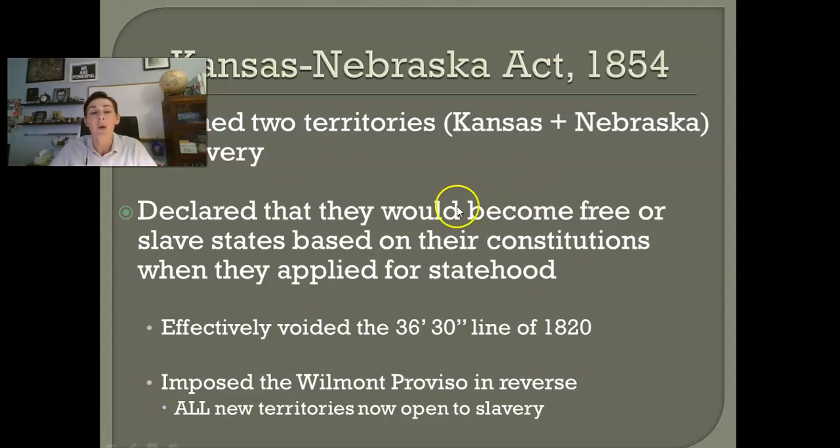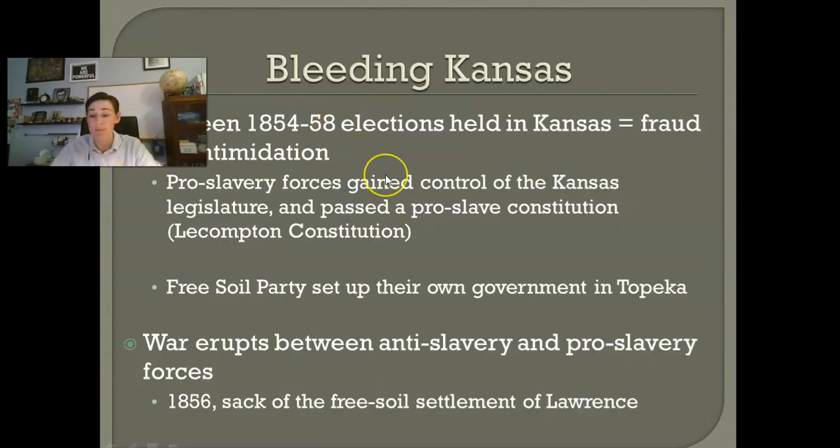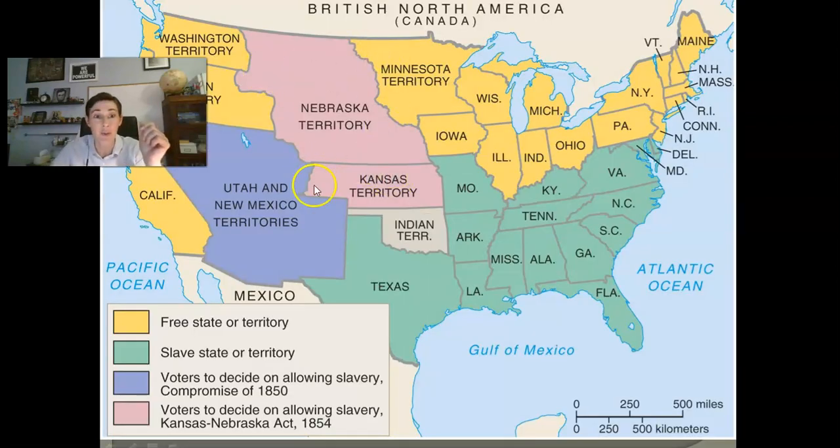So now you have to worry about getting it in the Constitution. If you're an abolitionist, you've got to get it in the Constitution that we're not slave. If you are pro-slavery, you've got to get it in the Constitution that slavery is protected. So this created basically one massive free-for-all, and these different sides just descended on Kansas and Nebraska. It was crazy. The Kansas and Nebraska territory are right here.